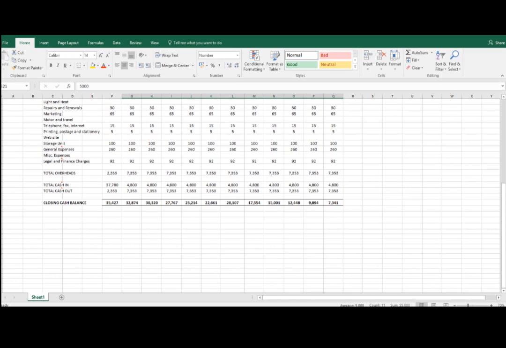Why is this a concern? Because cash is king. If you run out of cash, you're going to go bust. And it's the same in a household. If you run out of cash, you can't pay your bills, what happens? You could face bankruptcy. You can't make your financial commitments.